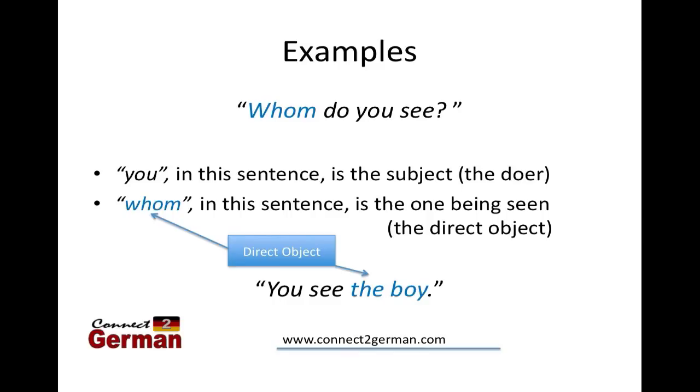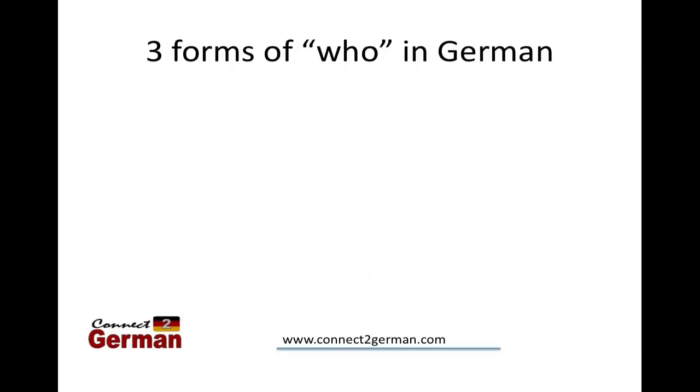Now, this is the only question word in German. Out of all the question words, it's the only question word that has to comply in case. So we need to make sure our form of who reflects the role. The boy is the direct object. Whom has to be the direct object.